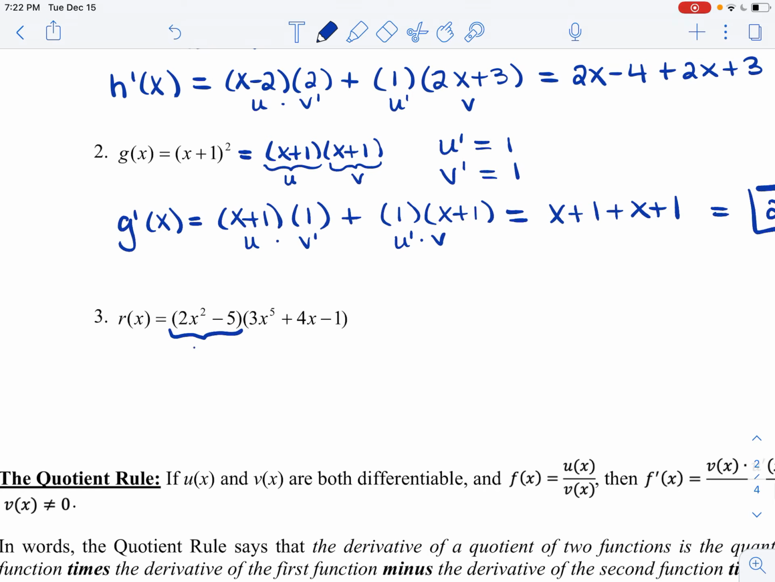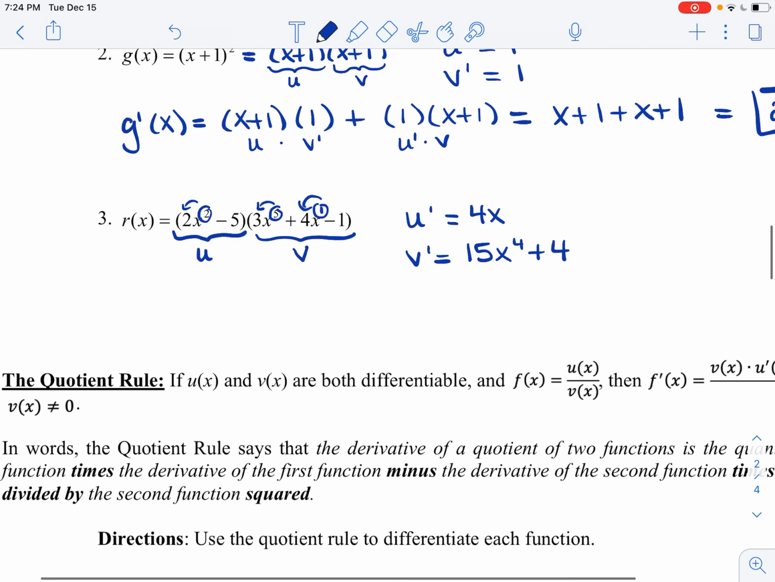So let's call 2x squared minus 5 our function u. And let's call the 3x to the 5th plus 4x minus 1 function v. Now let's find each of their derivatives. So u prime, I'm going to take the 2, bring it down in front. That would be 4x to the first, and then minus 5 would just have a derivative of 0, so just 4x would be the derivative of u. The derivative of v, I would get 15, 3 times 5, x to the 4th from subtracting 1, and then bring the 1 down, plus 4, x to the 0, so we'll just leave that as plus 4. Minus 1 would have a derivative of 0.